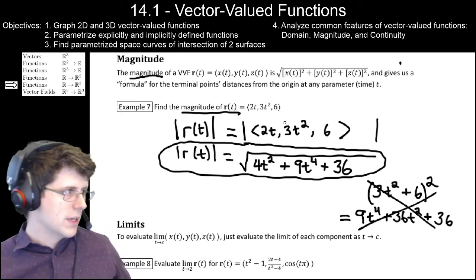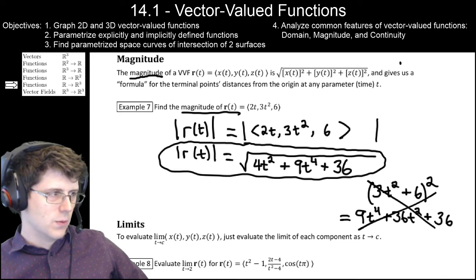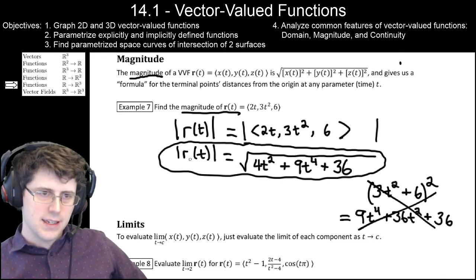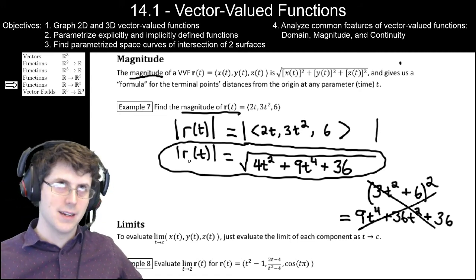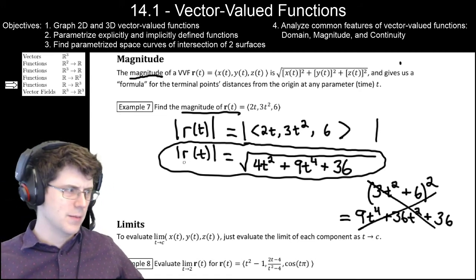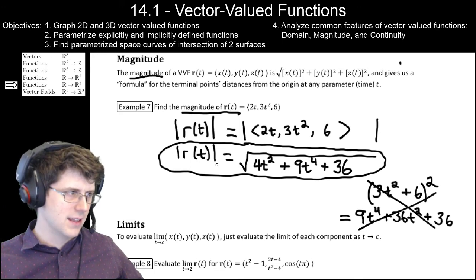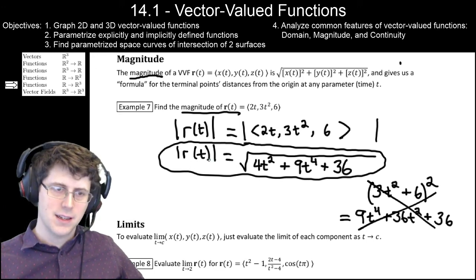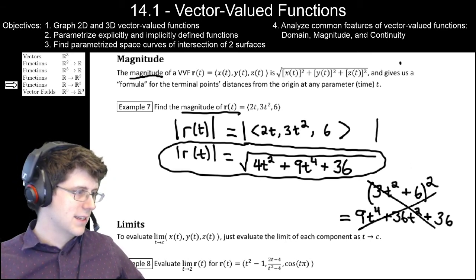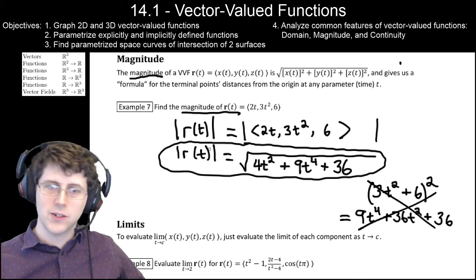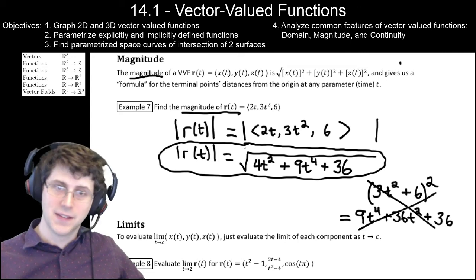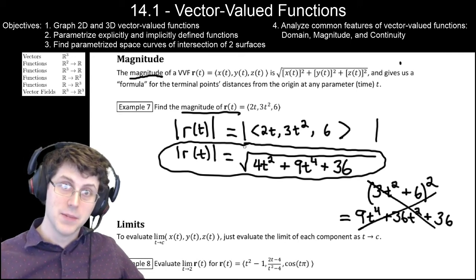Now, the question is, wait, what happened here? We had a vector-valued function where you were plugging in a number and getting back a vector. But now, this thing, the magnitude of r of t, you plug in a number and you get out a number. So that's not a Calc 3 object anymore. This is a regular old function like you've done for all the rest of calculus, where you plug in a real number and you get out a real number.